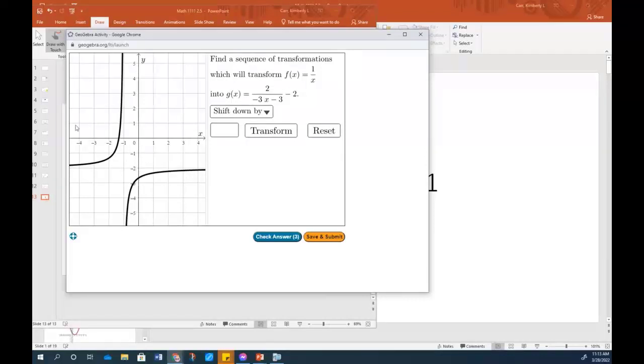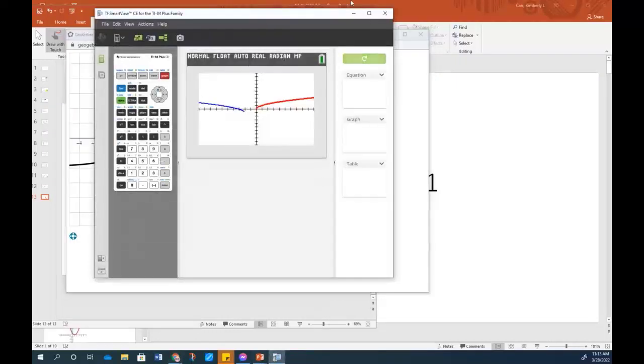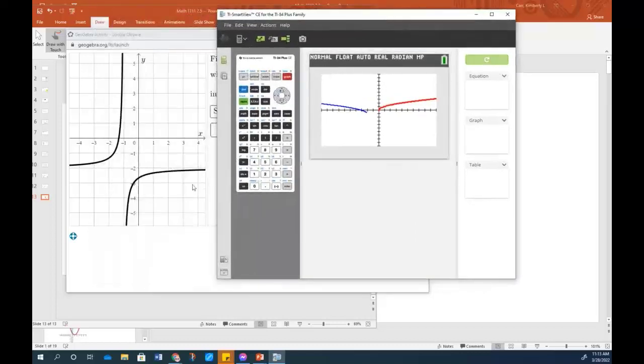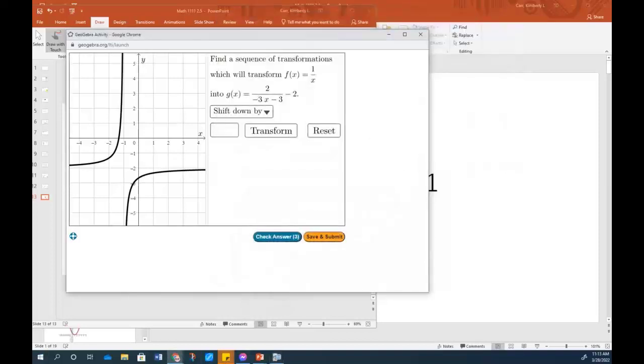And then if you want to check it yourself before you click check answer, that's when you want to bring up your graphing calculator and type it into your graphing calculator and make sure that what you have matches. But don't look at all those little intermediate transforms. It's just going to be too confusing for you.